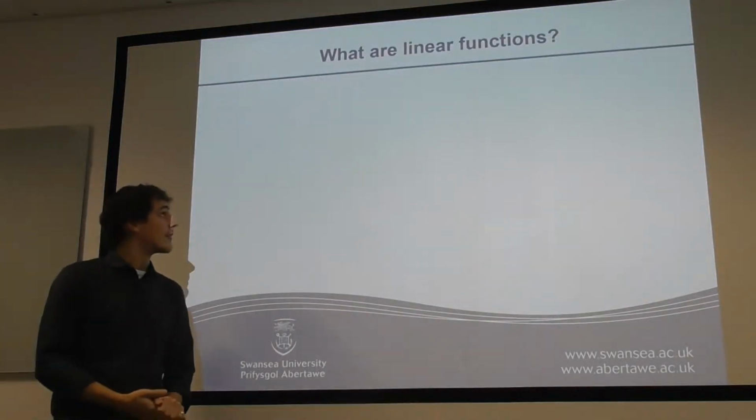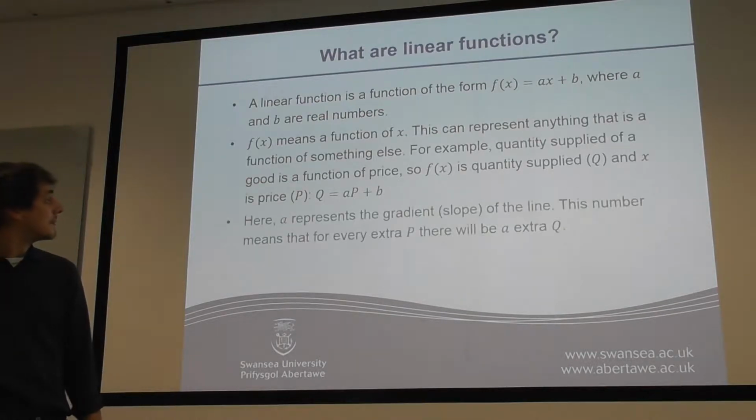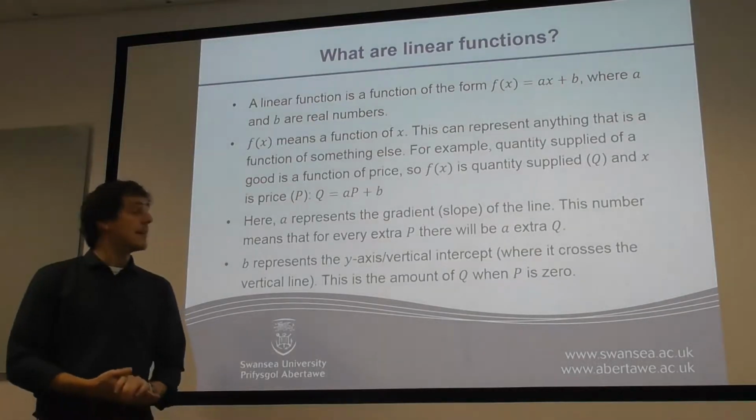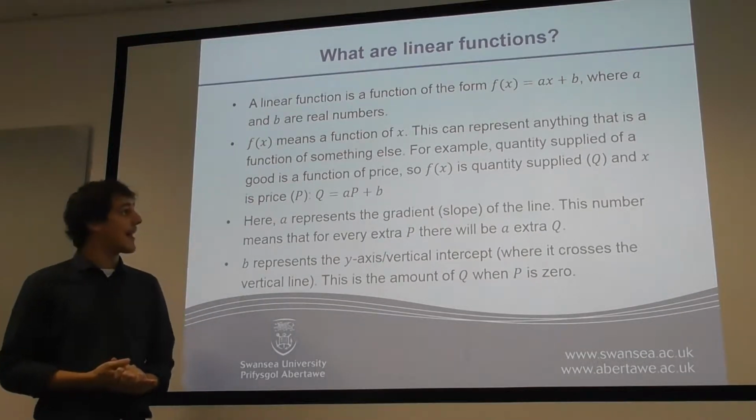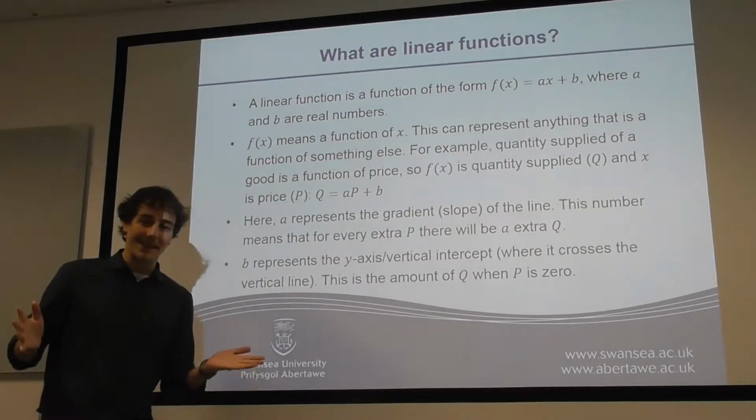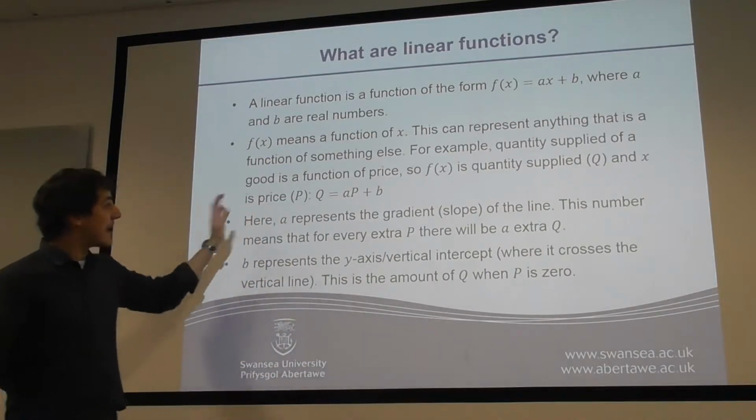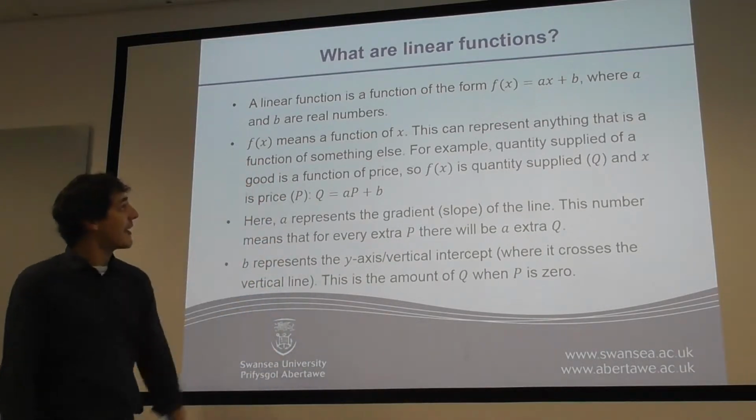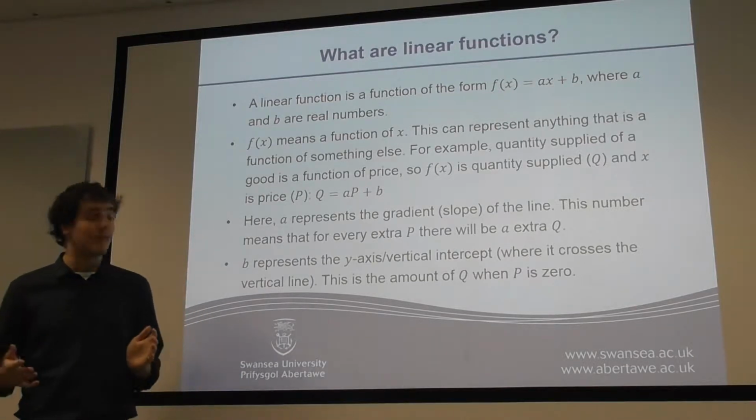Okay, so what are linear functions? A linear function is basically a function of the form f of x equals ax plus b, where a and b are real numbers. What does that actually mean? That's just crazy maths talk, but it is very simple. f of x means a function of x, so it's anything that is a function of something else.